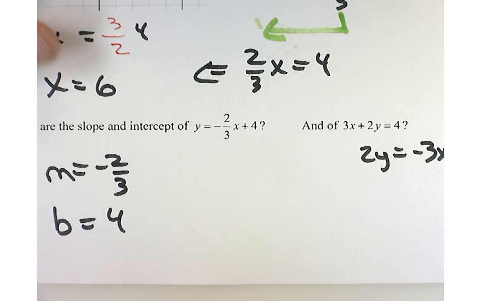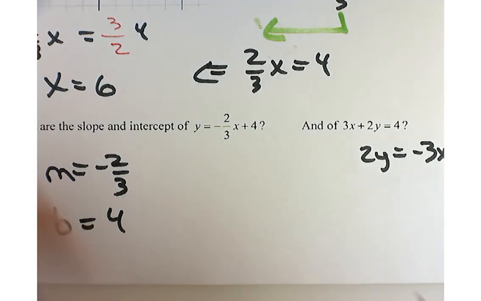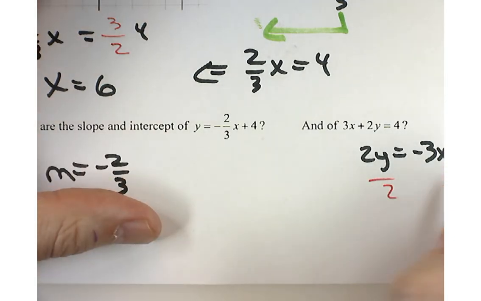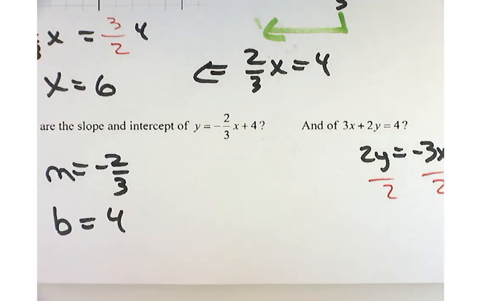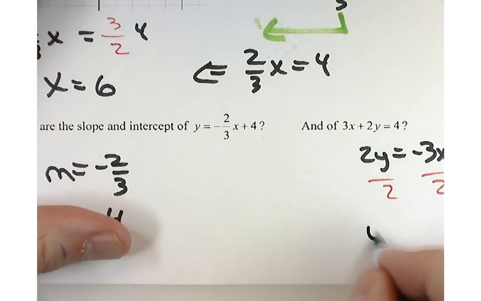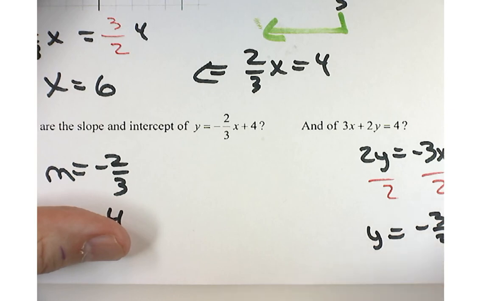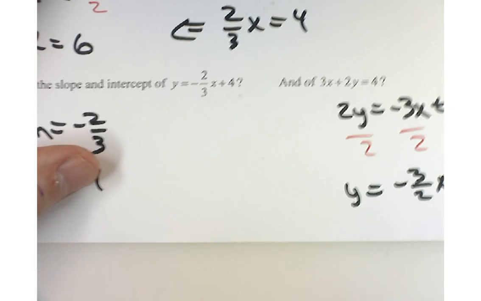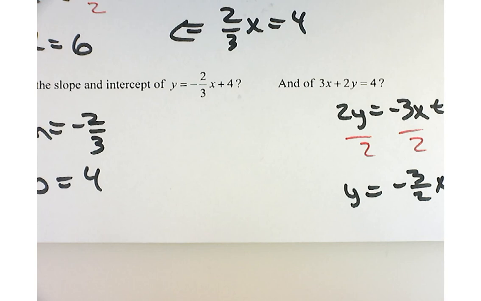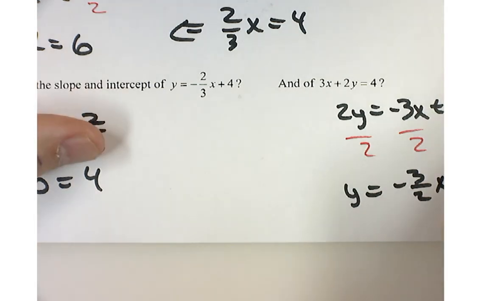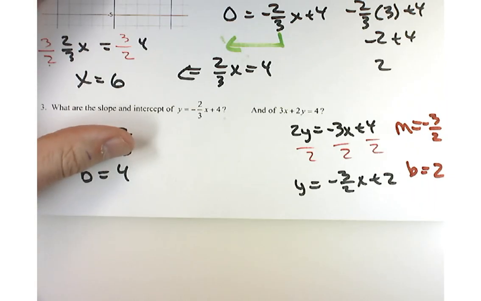No. What do we got to do first? Divide both sides by 2. Divide by 2 all around. So we get y equals negative 3/2 x plus 2. And now we can figure out our slope and our intercept. So what's our slope? Negative 3/2. And the y-intercept is 2. Nice.